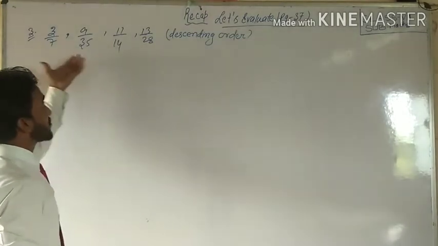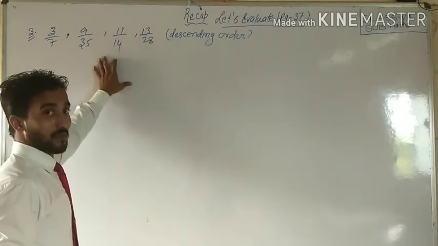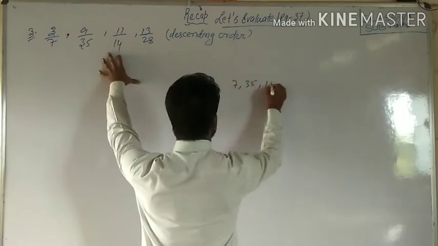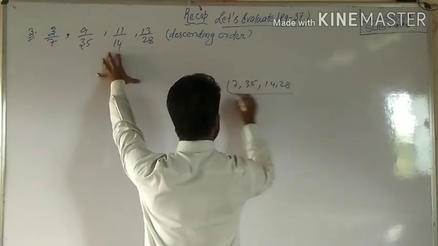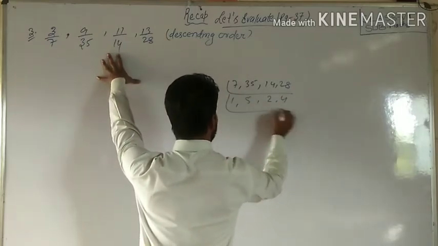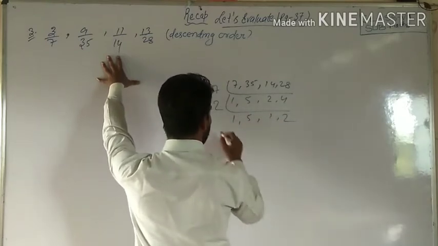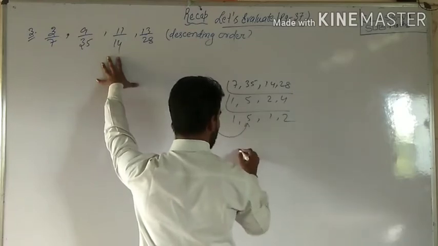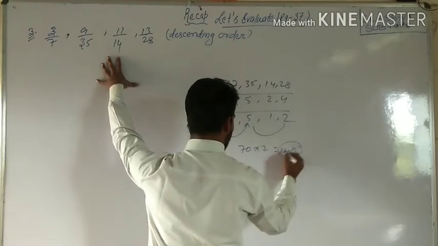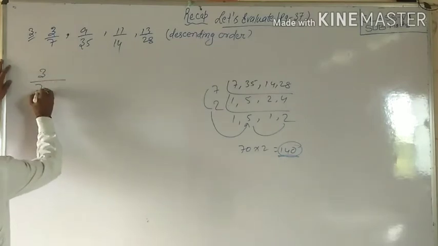See, then what do we have to do first? We will first take out the LCM of the given denominators. Okay, so 7, 35, 14, 28. What will be the LCM? Divide by 7: 1, 5, 2, 4. Now 2, 1, 5, 1, 2. 7 twos are 14, 14 fives are 70, or 14 tens are 140. So, students, what is the LCM? 140.